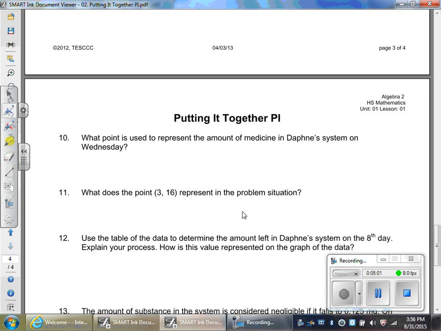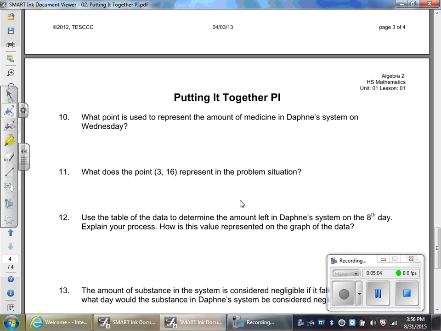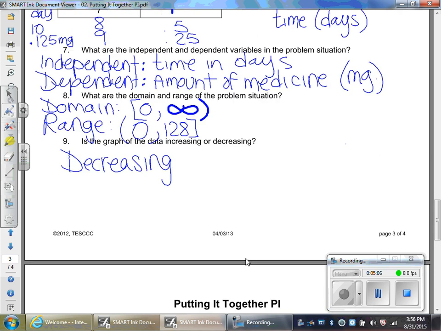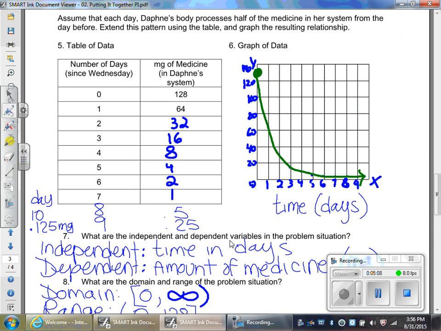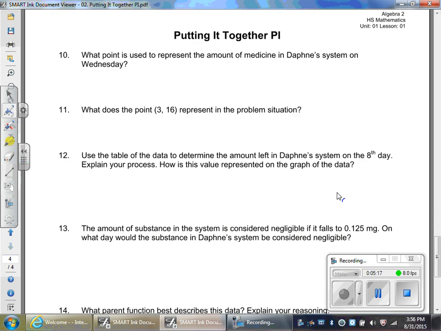What point is used to represent the amount of medicine in Daphne's system on Wednesday? So now, if you notice, the problem starts, day 0 is a Wednesday, but so is day 7, a Wednesday. So any of those 2 points will work. 0, 128, or what was the one for 7? Is it 1? Okay, thank you. All right, what does the point 3, 16 represent in the problem situation? What do you think, Andrew?